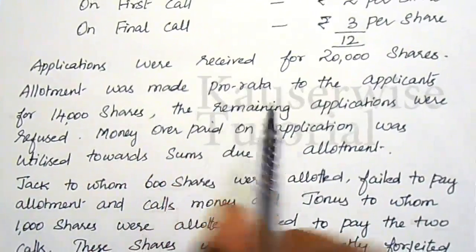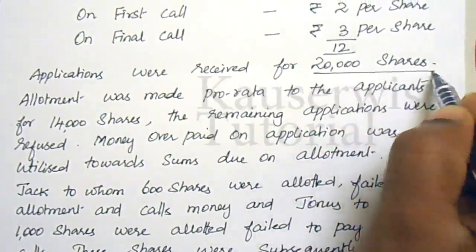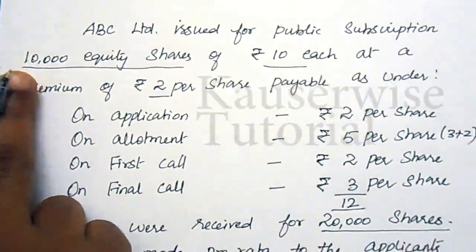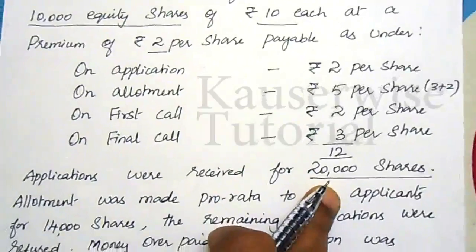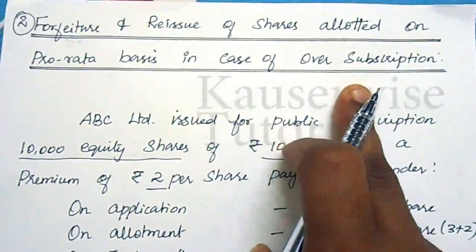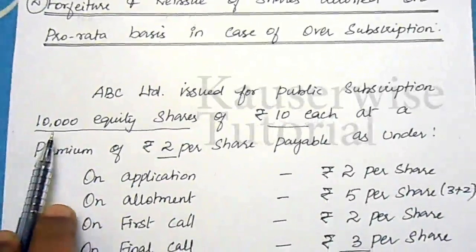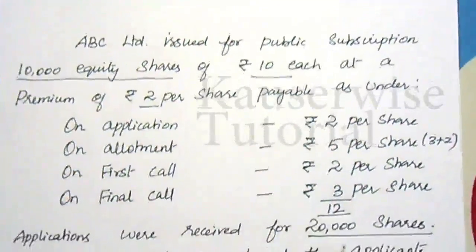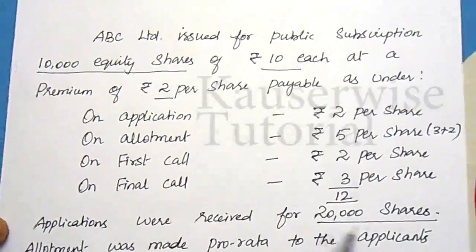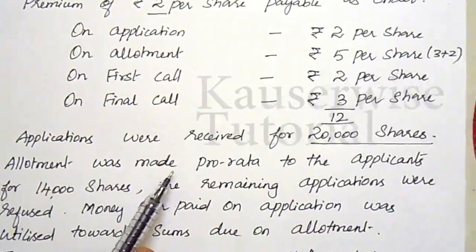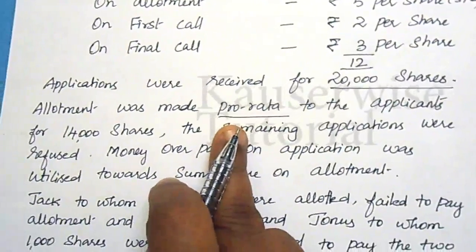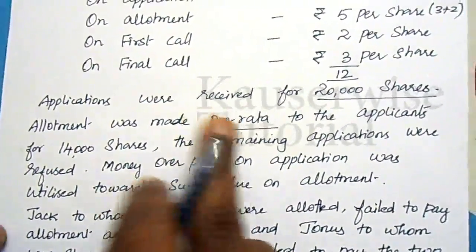Applications were received for 20,000 shares. See how many shares were offered by the company? Only 10,000 shares, but the public applied for 20,000 shares, which means oversubscription. Oversubscription means the company offered only 10,000 equity shares, but the public applied for 20,000. The extra 10,000 is called oversubscription. Allotment was made pro-rata. I already explained about pro-rata. Now let us see the pro-rata while we make the entry.